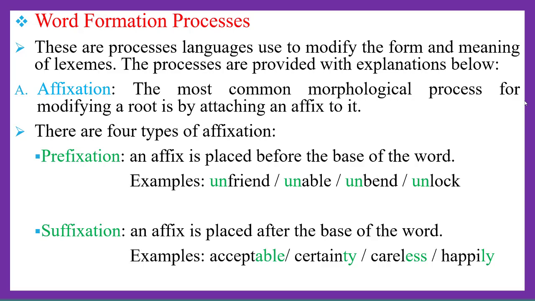So we have prefixation. An affix is placed before the base of the word. Okay, before the base of the word. That's prefixation. So we have, for example, the word friend. To create another word using the prefixation process, we come up with unfriend, for example. We have able becomes unable, band and unband, lock and unlock. So this is prefixation. We just put an affix before the root, the base of the word.